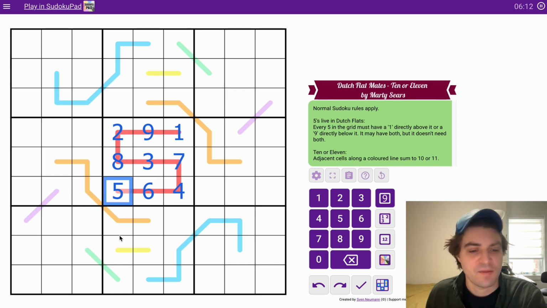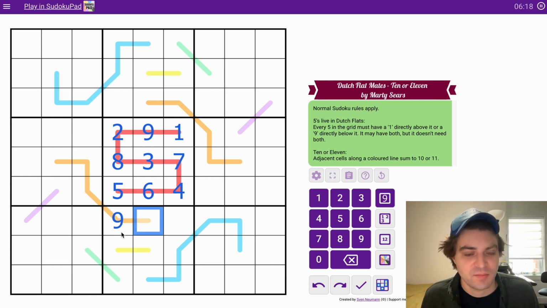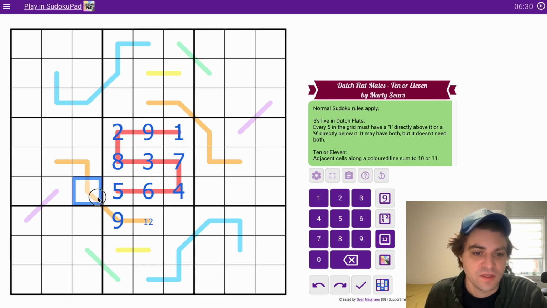We have to use the Dutch flatmates rule. This means that there's going to be a 9 below that 5, not a 0, but a 9. And now we need to find numbers that add either to 10 or 11. That means this can only be a 1 or a 2. You can only be a 1 or a 2. And you can also only be a 1 or a 2. And there's no conflict there, I don't think. These aren't going to run into any problems.